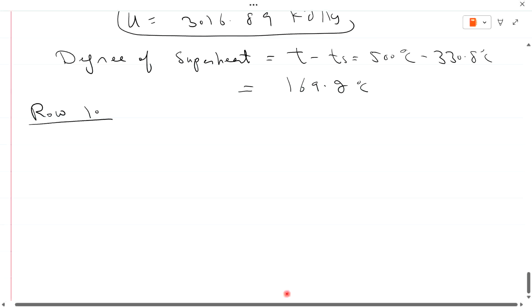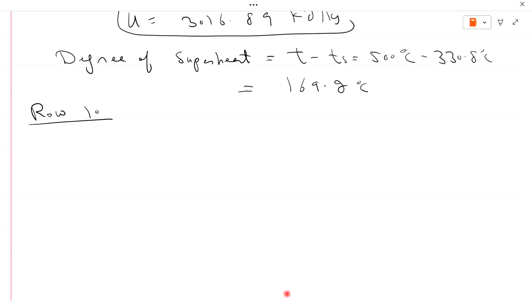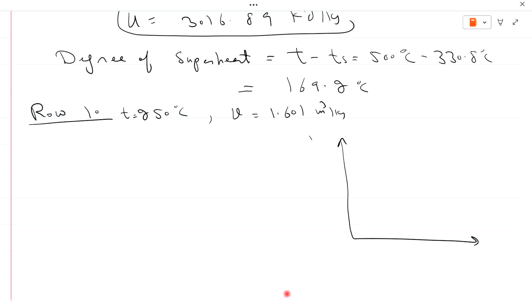At row number 10, temperature is given as 250 degrees centigrade and specific volume is given as 1.601 meter cube per kg. First we check whether the properties are in wet region or in superheated region.